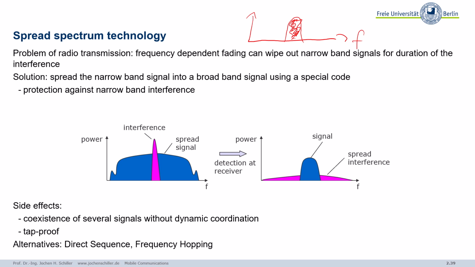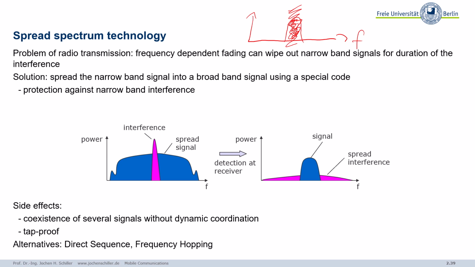Now think of certain type of interference destroying this narrowband signal. So you have interference, narrowband, destroying this. Then you will lose your complete signal. So-called frequency dependent fading can simply wipe out your narrowband signal for the duration of the interference.